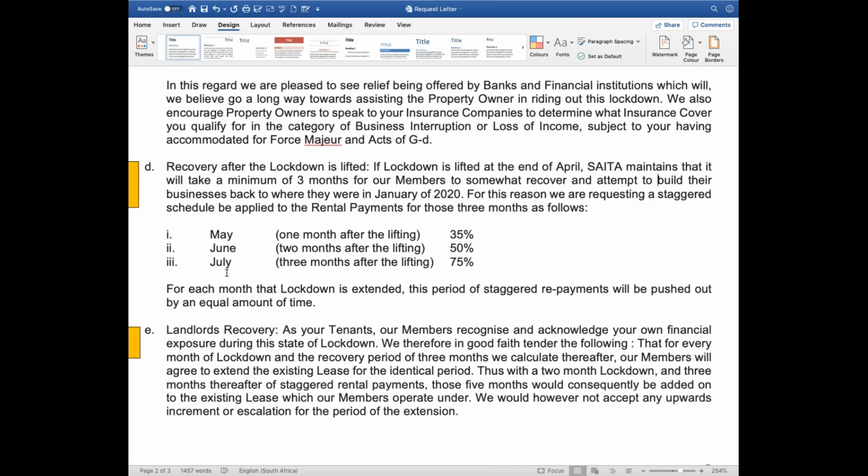Now, just before we talk about the specifics here, let's look at the next paragraph. For each month that lockdown is extended, this period of staggered repayment will be pushed out by an equal amount of time.